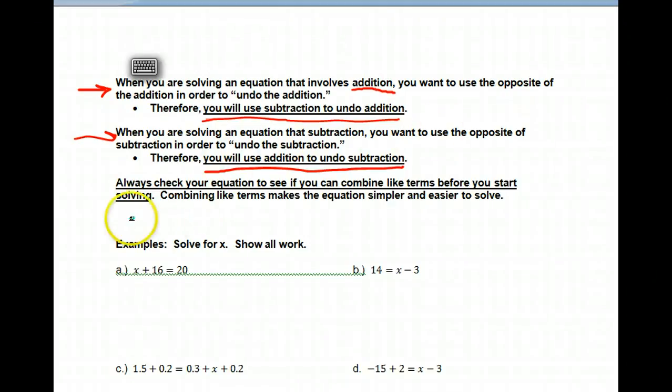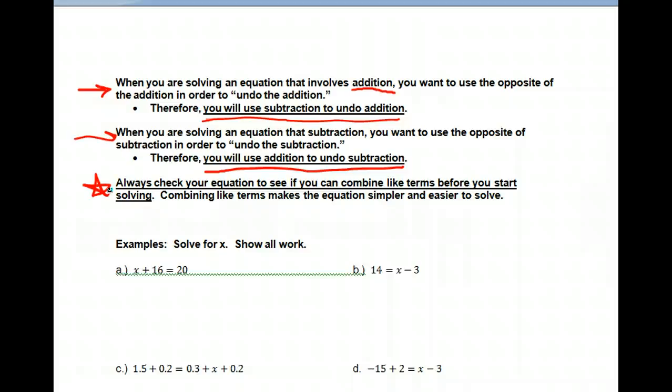Okay? And here's a big rule. Always check your equation first to see if you can combine like terms before you start solving. Okay? Combining like terms makes the equation simpler and easier to solve. I don't know about you, but I would rather have to undo one step instead of 3. So if I can combine like terms, I'm going to try. Okay? So let's take a look at some of the examples that we have listed here. Okay, there's not very many for this section.